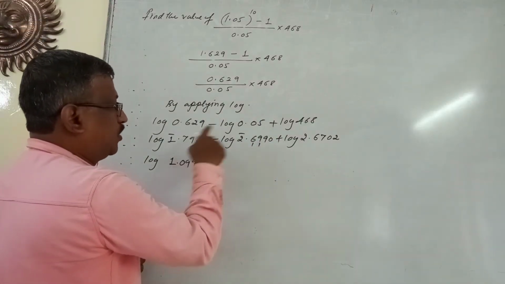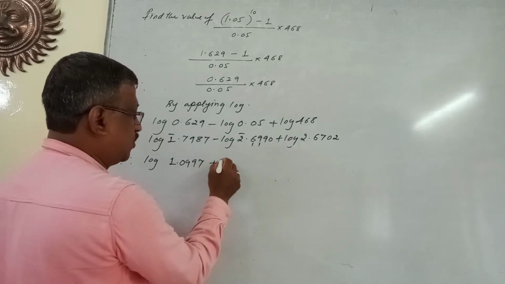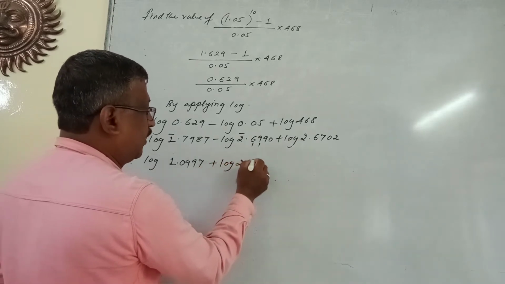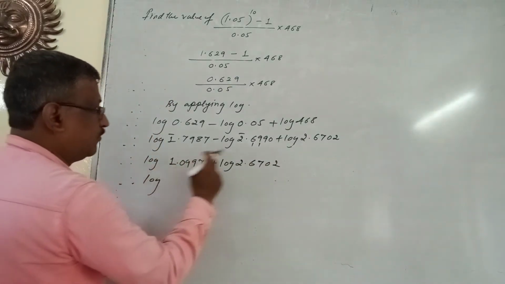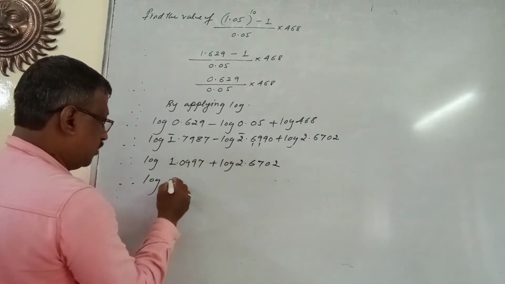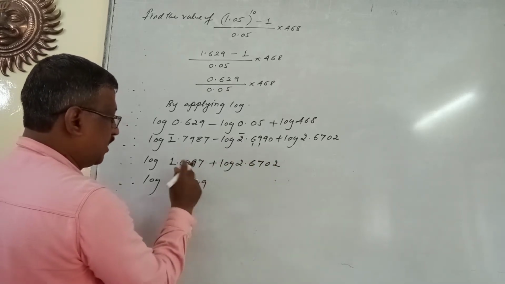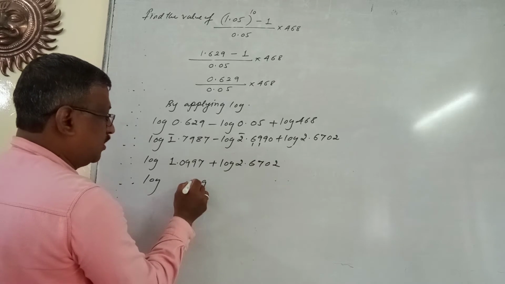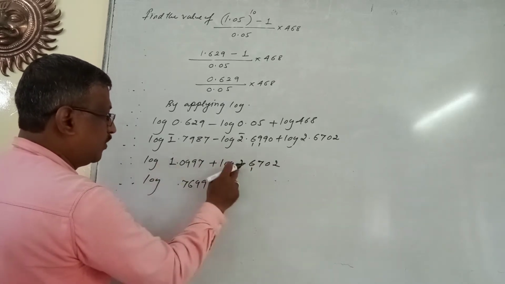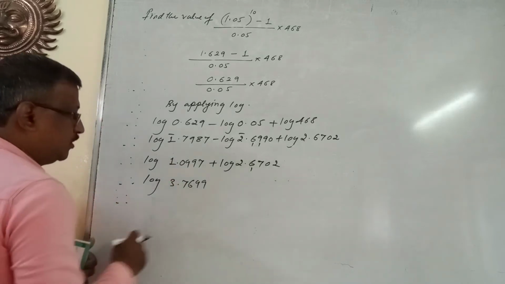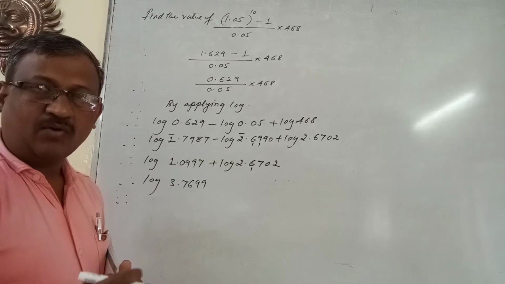Plus, now from this log we have deducted this log, now this log we have to add, plus log of 2.6702. So 7 plus 2 you will get 9, 9 plus 0 is 9, 9 plus 7 is 16, carry 1, 0 plus 7 is 7, 1 plus 2 you will get 3. So after adding this log we have got 3.7699.